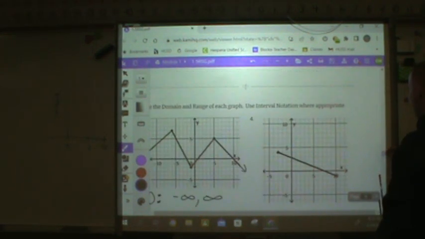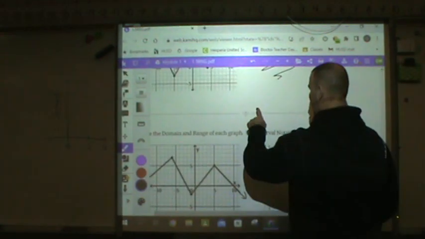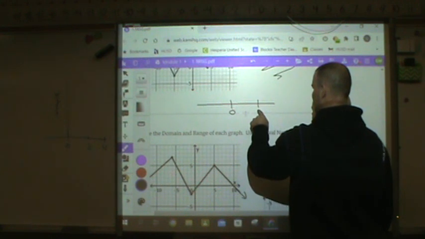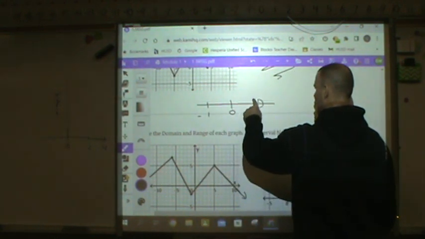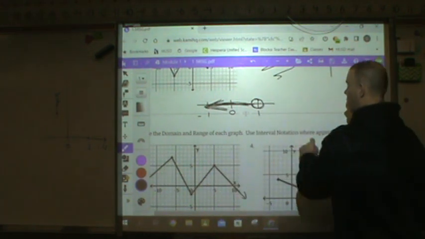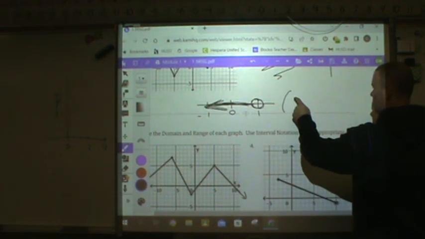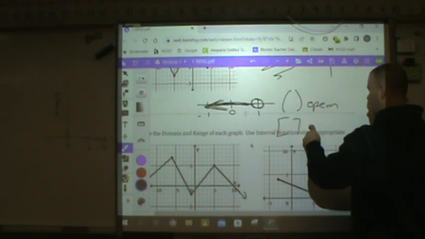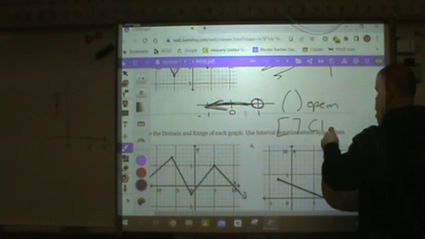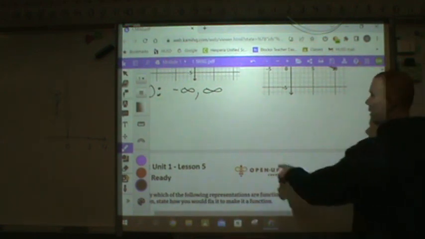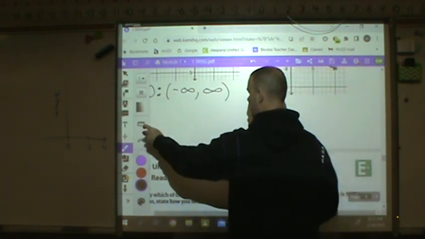Well, I need to go back, and a lot of you remember like in elementary school where you had a number line, and let's just go 1 and -1, and you drew a circle, and then you drew a bold line and kind of did something like this. Well, if it was open, you'd use parentheses. If it was closed, you'd use brackets. So if it continues, we want to use parentheses. Well, here it continues, so both of these are parentheses.